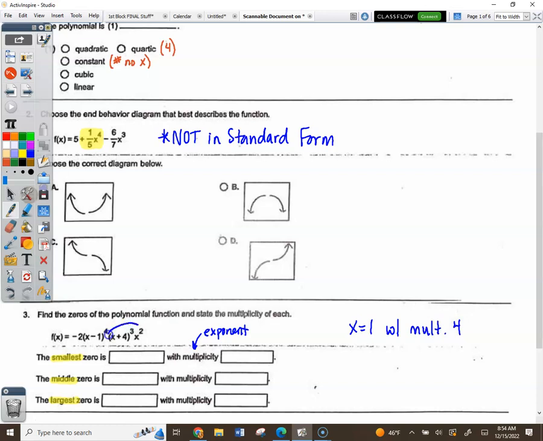So what's the 0 here? That would be a 0 of negative 4 with a multiplicity of 3. And then what's the 0 here? 0 with the multiplicity of 2.